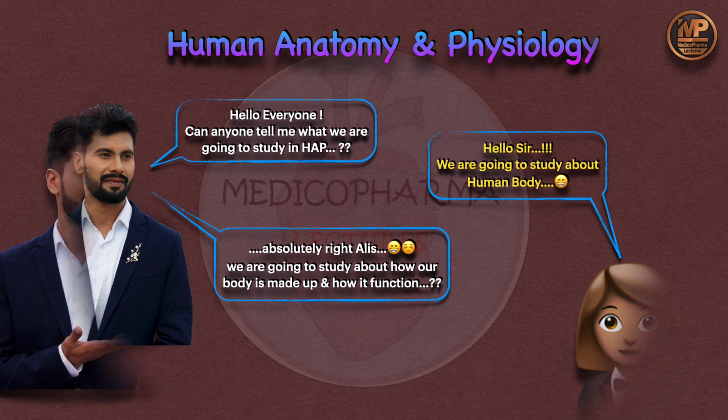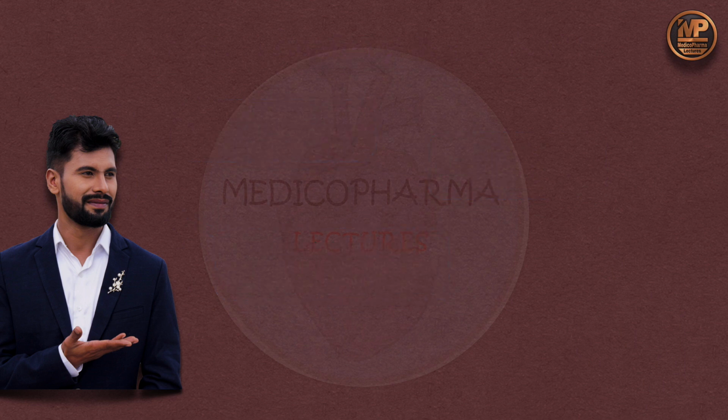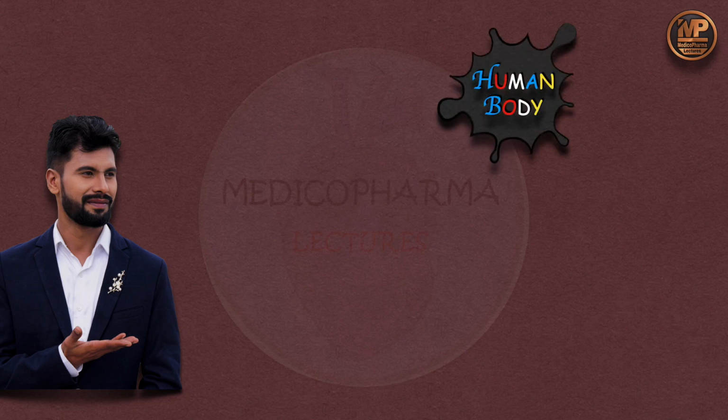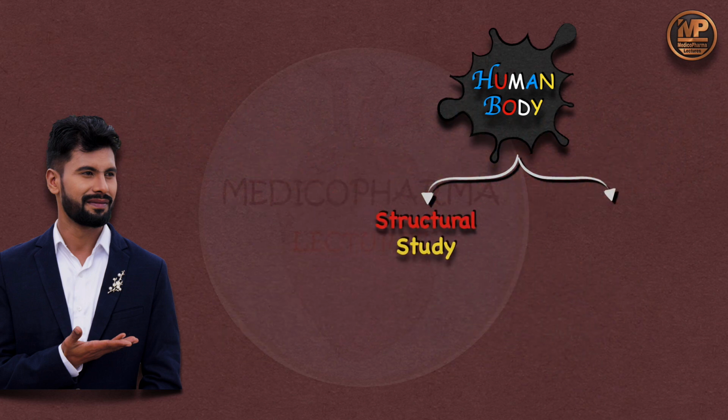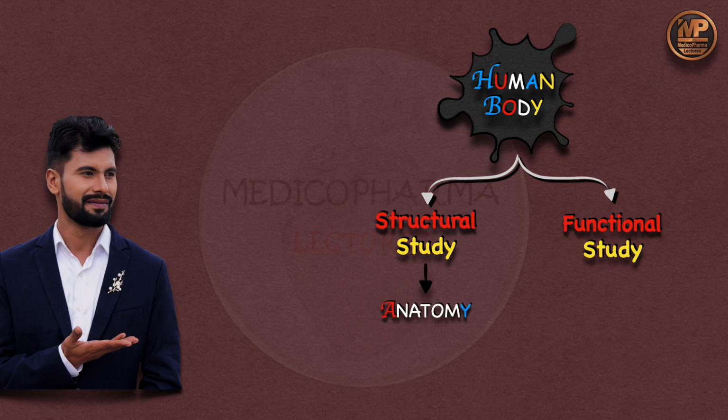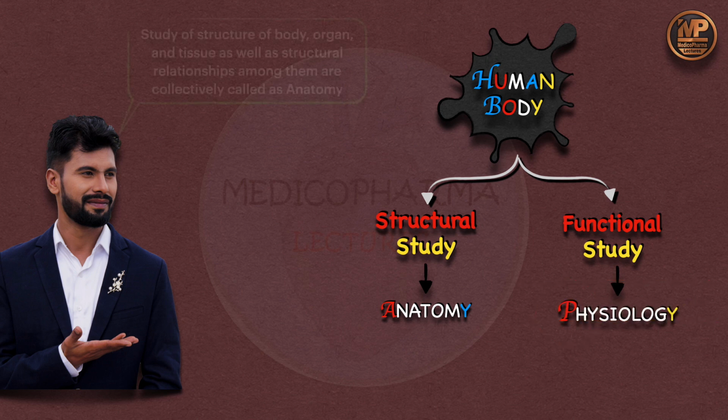Dear all, now we will start the first part of this lecture, that is the introductory part of anatomy and physiology. While studying the human body, we will study the structure of the human body separately, that is called structural study, and how our body systems, organs or tissues function, we will study separately, that is called functional study. So this structural study is called anatomy and the functional study is called what? Physiology. Okay, so now let's define it.